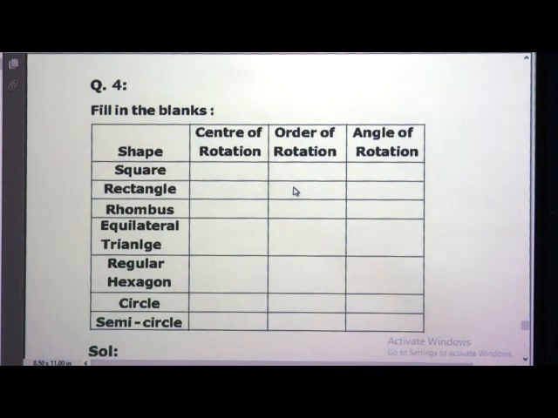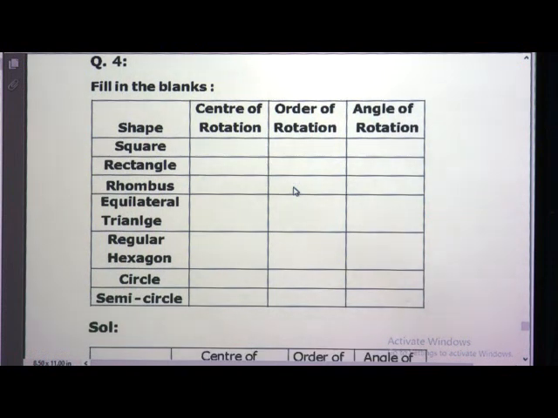Now, we will see here the tabular form which will give all the ideas: what are the different shapes, what are the number of rotations and the number of axes of symmetry, what is the angle of rotation and the center of rotation. Now, the shapes given to us are the square, rectangle, rhombus, equilateral triangle, regular hexagon, circle and semicircle.